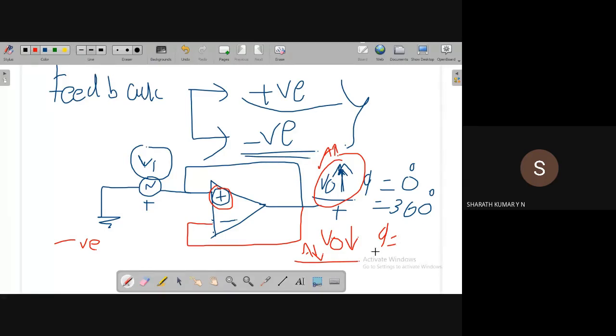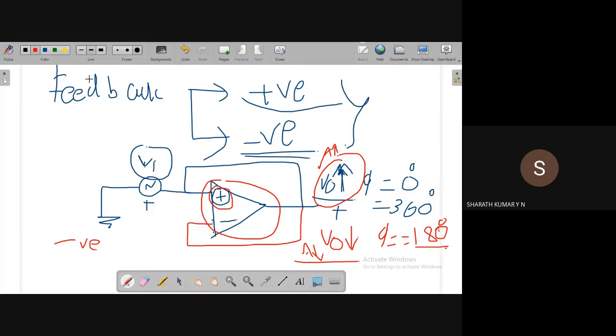Phase shift will be approximately equal to minus 180 degree. Why? First of all, why minus? Minus because it is inverting. Output inverts. And 180 because op-amp will provide phase shift of 180 degree because of the inverting input terminal, because we are giving feedback to the inverting input terminal.